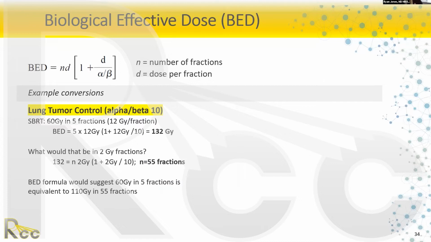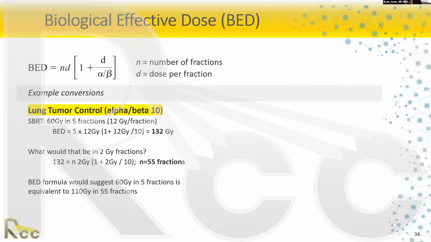In the late 1980s, this formula was proposed. So how do you take treatment courses of different fraction number and dose per fraction and speak to them on the same scale? So how do you take 3 gray times 10 fractions for a total of 30 and put that on the same scale as 5 gray for 6 fractions?